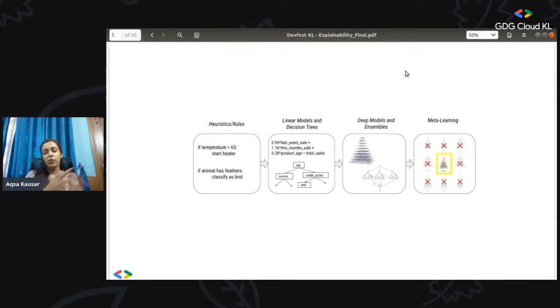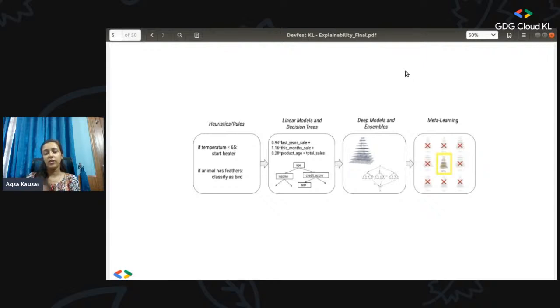So with time, we've had more computational resources that we can use, and with that, we have been building more complex models. With this progression, we started off with rule-based or heuristic models. We moved on to linear models and decision trees, then ensemble models, and then deep learning models, and then to something more recently called meta learning, where you have models that are basically creating other models.